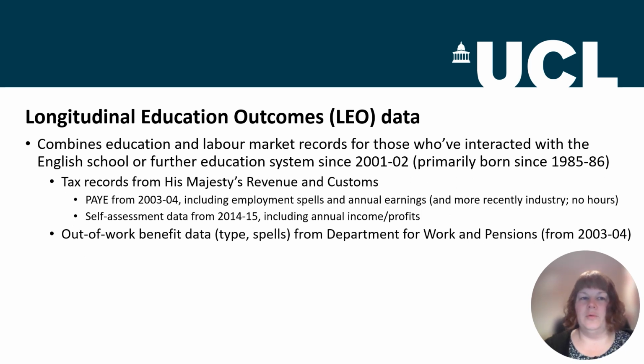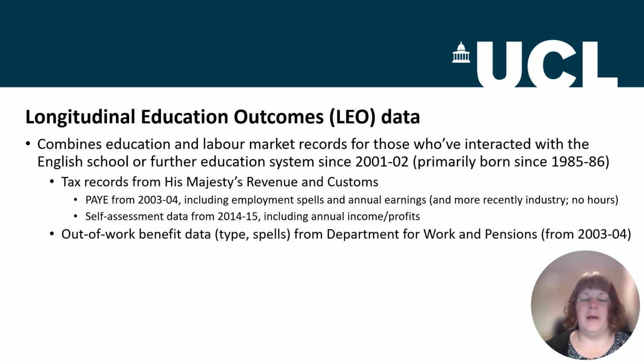So combined with all of these education records, we have tax and benefit records. So on the tax side, we have information on both employees and the self-employed from the different tax systems that collect that information. For employees, we observe different employment spells when they were working for different companies, as well as how much they earn in any given tax year. We've also recently added to the data information on the industry in which the individual's firm is based. But one downside of this data is that we don't have access to information on hours of work. So that's obviously going to be an important limitation when we're thinking about how much someone is earning.